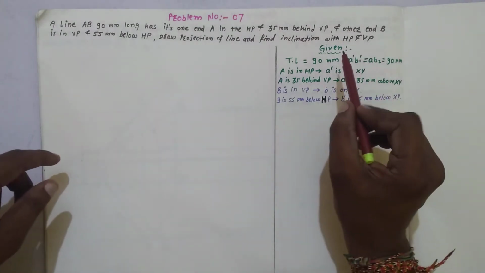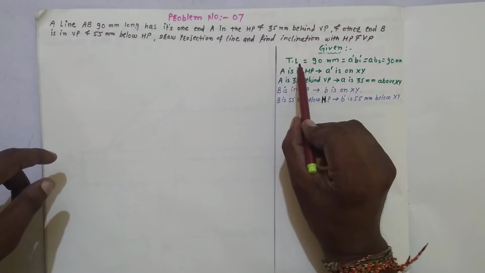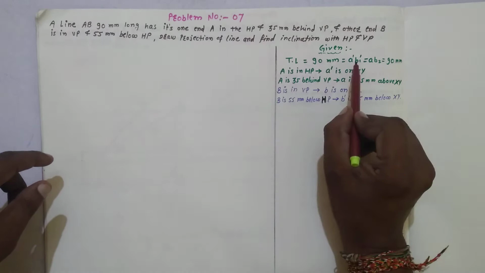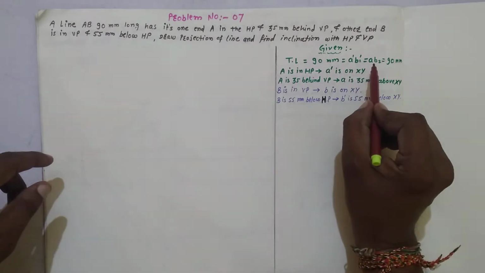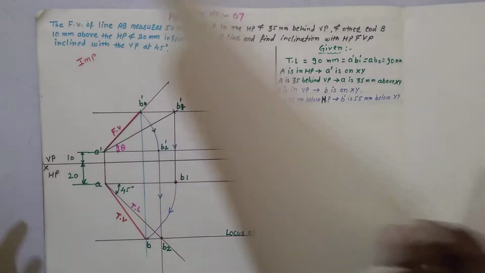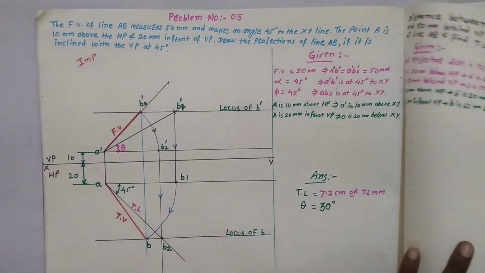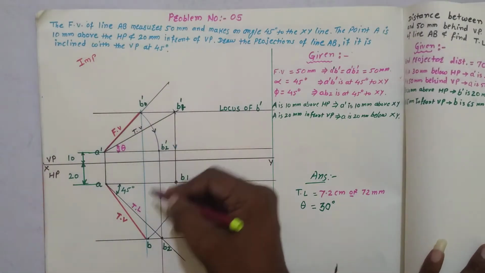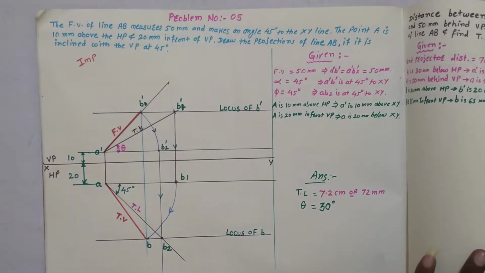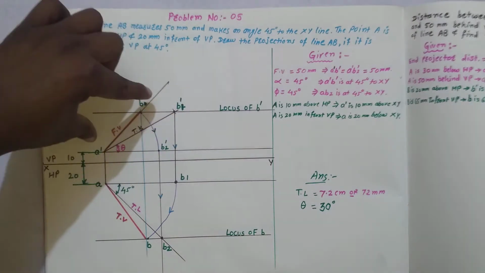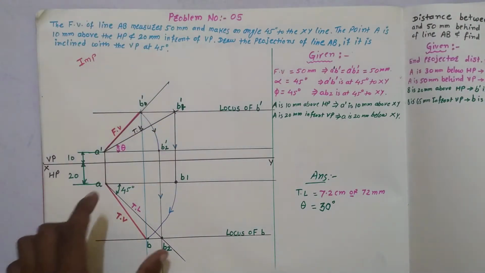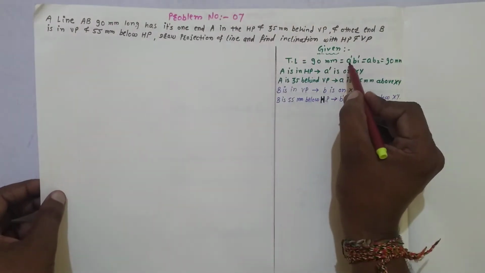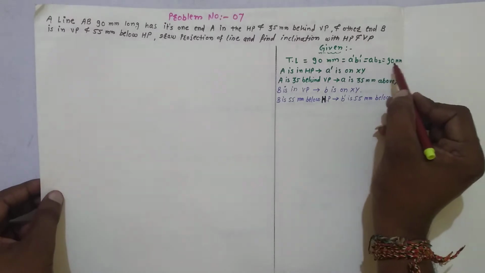Okay, so in the given data the true length is given. How much? It is 90 mm. That means A dash B1 dash is equal to A B2, which is equal to 90 mm. In the previous problem this true length is given as well. So A dash B1 dash is the true length and A B2 is the true length, 90 mm.